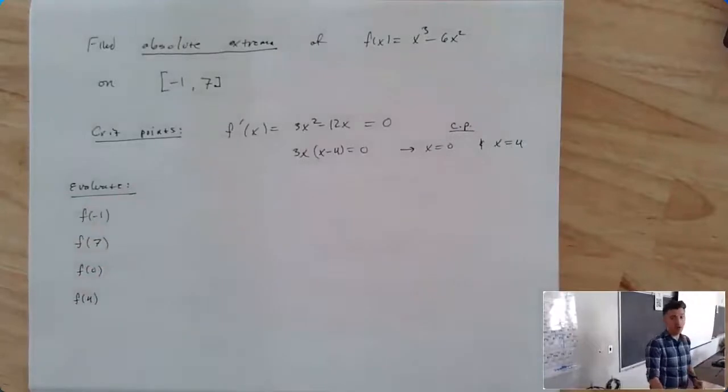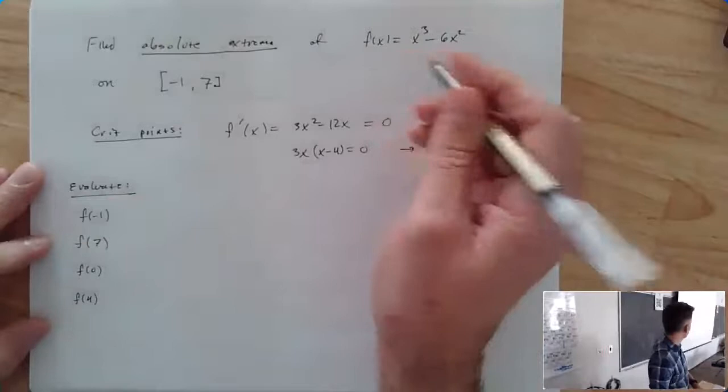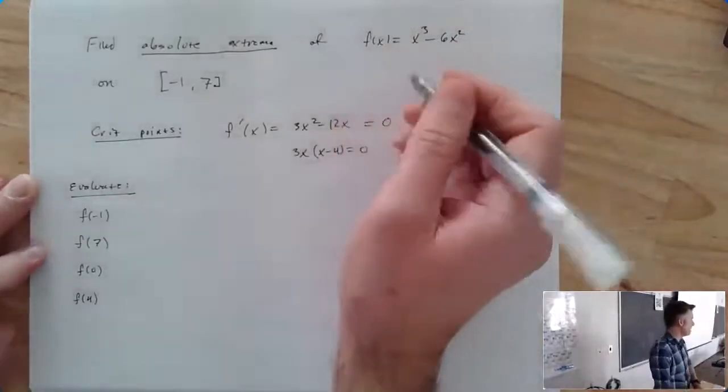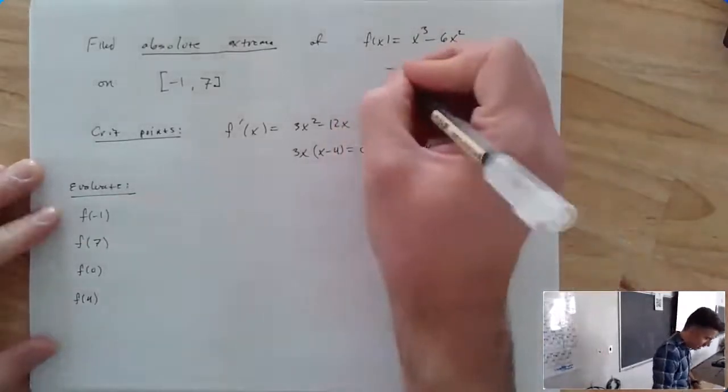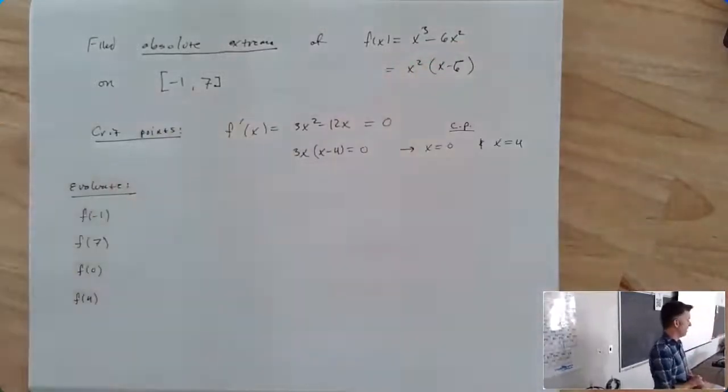And I do strongly recommend that to make your life easier, you factor your original function as much as possible. Because I don't really know what 7 cubed is, but I definitely know how to calculate 7 squared times 7 minus 6. That's something I'm very capable of doing. So usually factoring is in your benefit here.